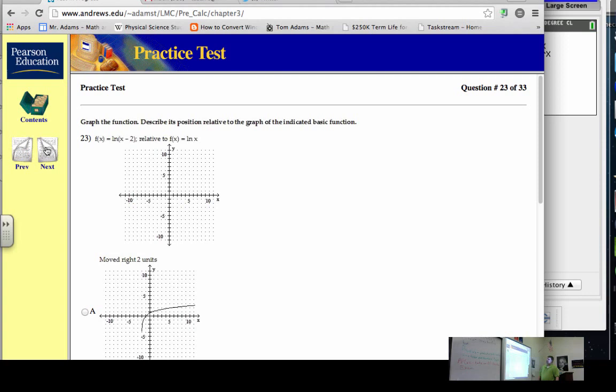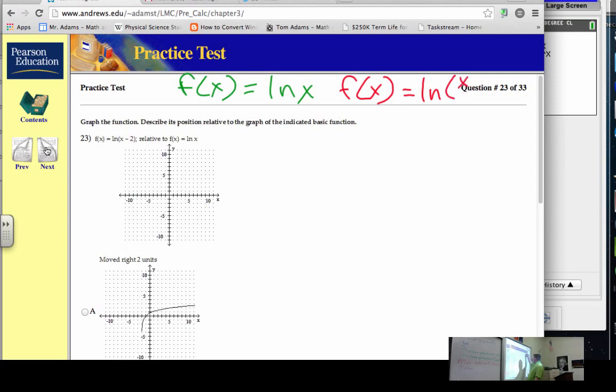So now this one, it says graph the function, describe its position relative to the graph of the basic function. So what they want us to compare this to is the parent function, which is just f of x is equal to the natural log of x. And then we are going to graph f of x is equal to the natural log of x minus 2. Maybe we'll write it down here. F of x is equal to the natural log of x minus 2.